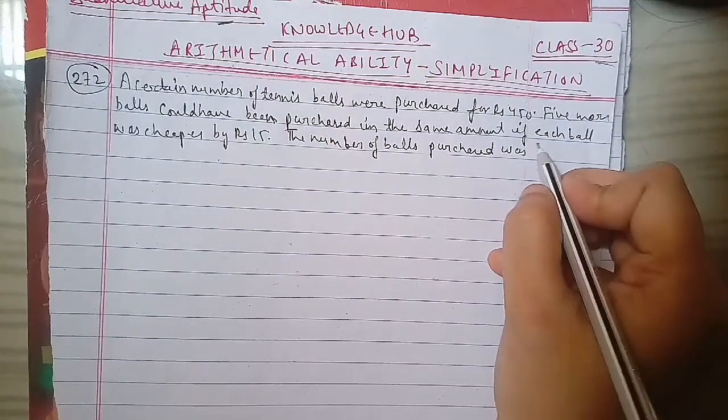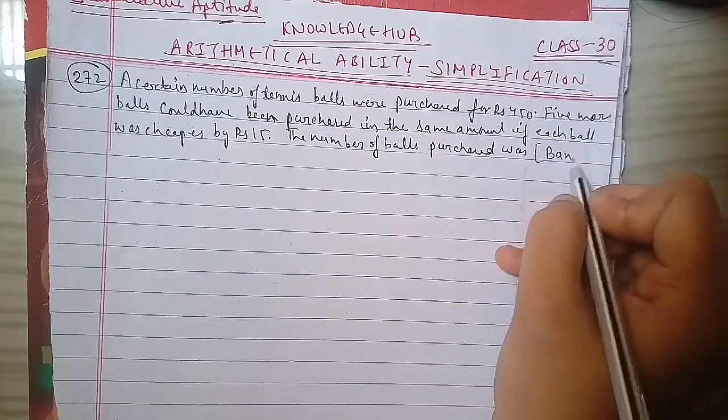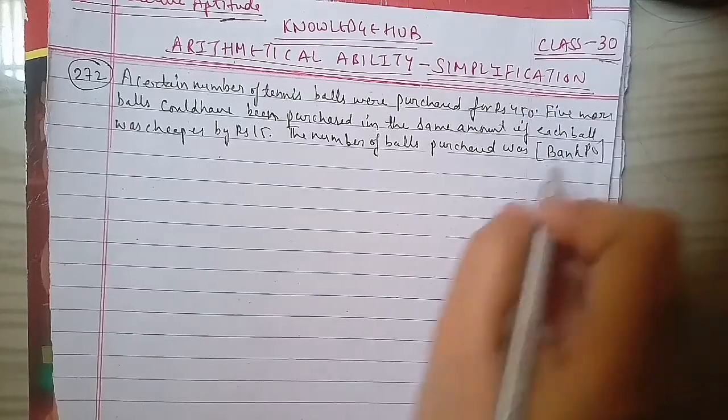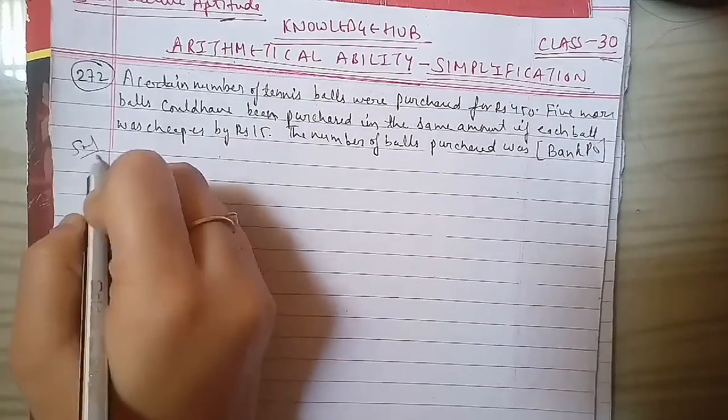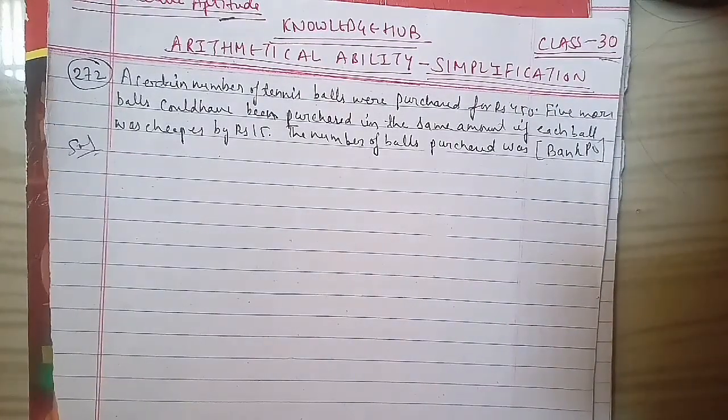This question has been asked in a bank PO question paper, which is also an important paper with respect to competitions. The options here are 10, 15, 20 and 25. So we'll go ahead and find the solution. Let the number of balls purchased be X. Then accordingly we can solve it further.